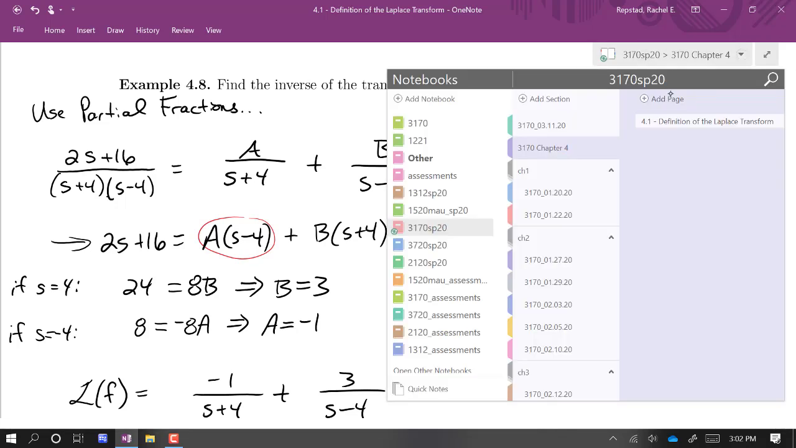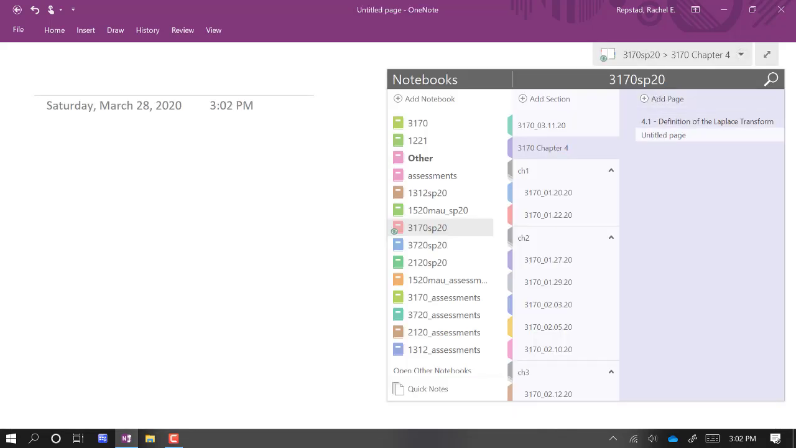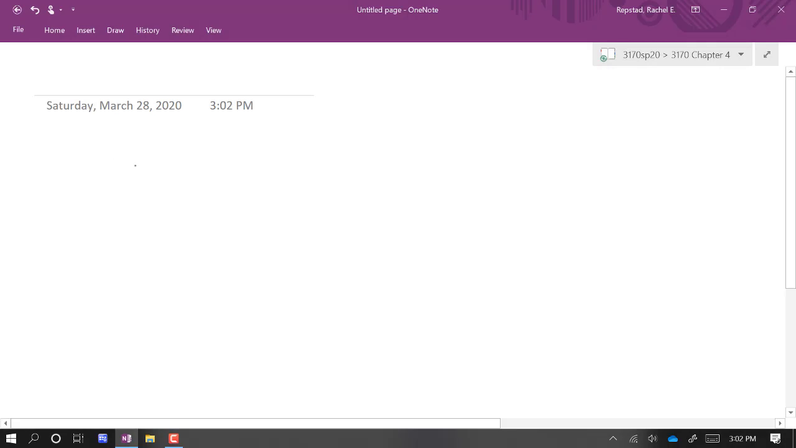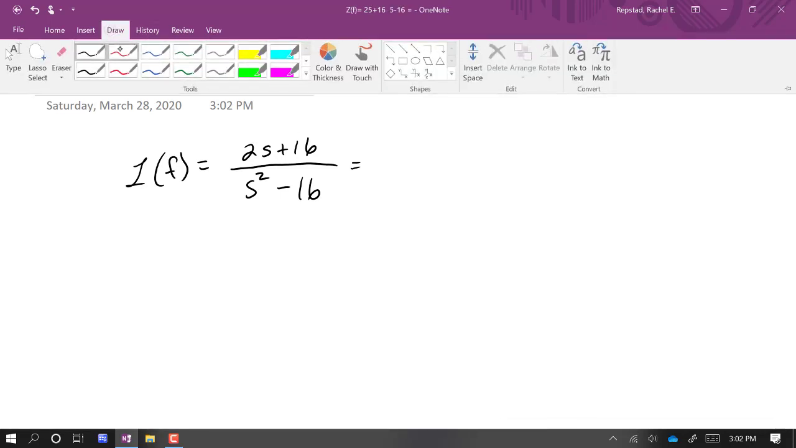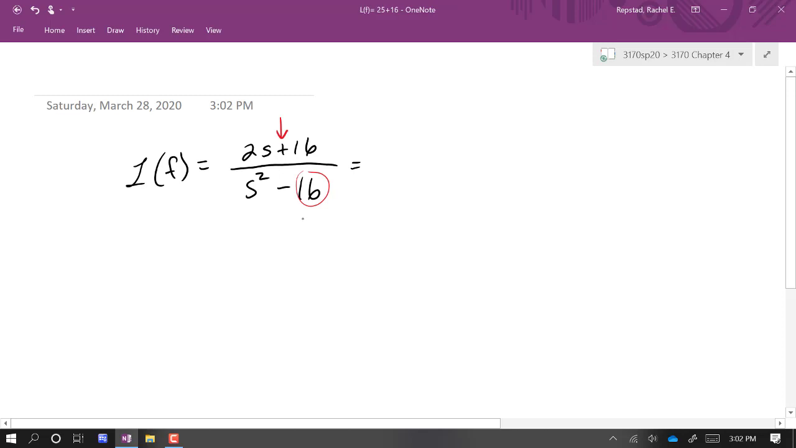I'm going to just start a new page and show you another way to do this problem. So here they told us that L of f was equal to 2s plus 16 over s squared minus 16. So I'm going to do a couple of things. First of all, I'm going to separate it out. I'm going to split it up over this addition, and I'm also going to write this 16 in the bottom as 4 squared. So we have 2s over s squared minus 4 squared plus 16 over s squared minus 4 squared.